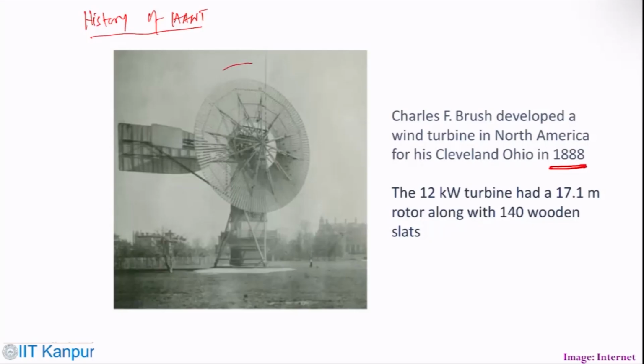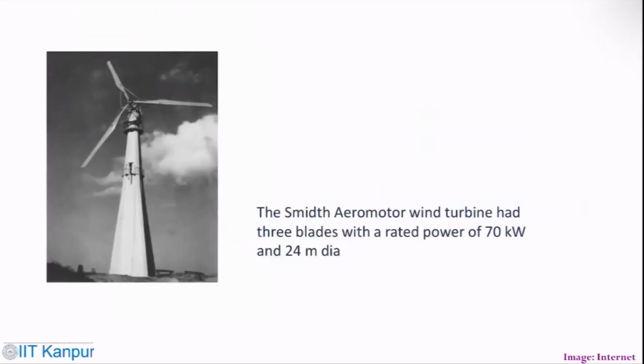You could see the design here, which is a different kind of design. Then these are again continuing with the history part of horizontal axis wind turbine. The Smith anemometer wind turbine had three blades with a rated power of 17 kilowatt and 24 meter of diameter. So this is the diameter that we call 24 meter. So this had a three-bladed turbine.